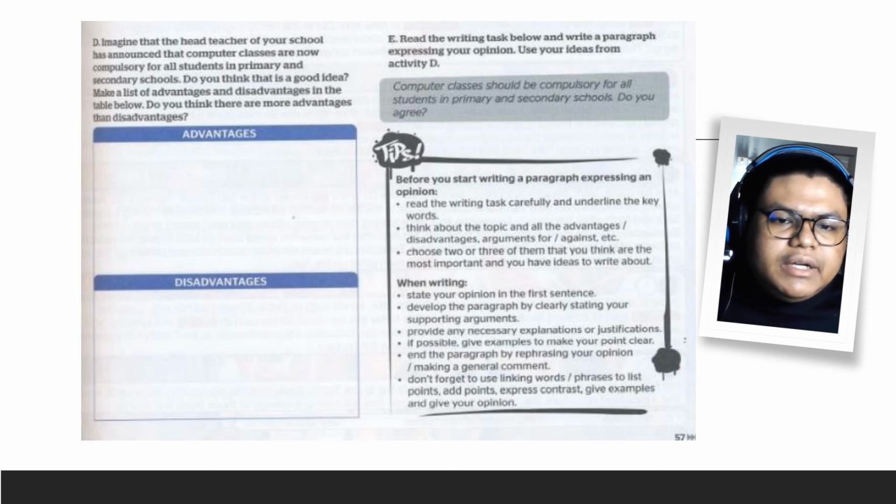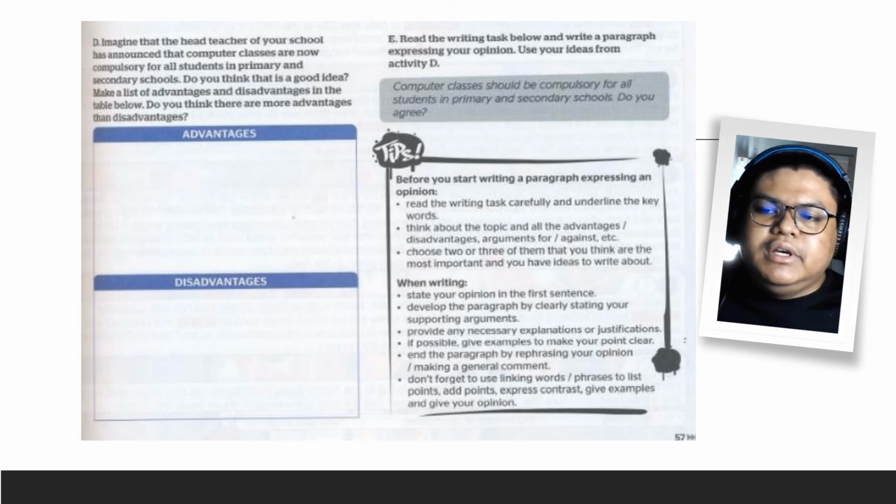So awak tengok mana yang lebih banyak dalam senarai. So kalau kata awak nak proceed untuk buat karangan, awak pilihlah yang lebih banyak. Okay, maksudnya kalau lebih banyak advantages, that topic should be supported. Okay, tapi kalau lebih banyak disadvantages, you should not support that topic lah. Tapi kalau awak decide untuk sokong juga, that is totally up to you lah.